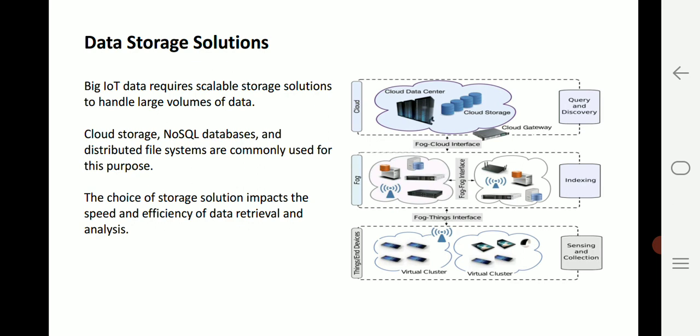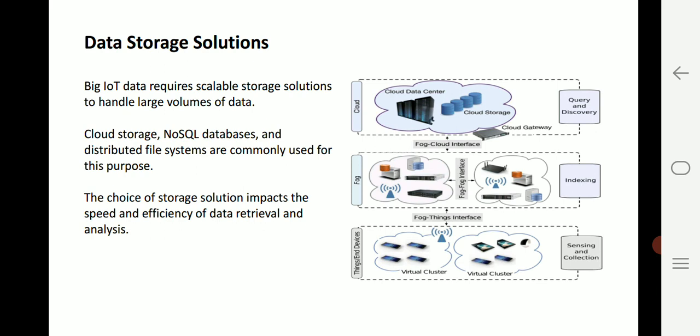So if you want efficient data retrieval and analysis, these two things are based on which storage solution you have chosen. Based on that, both will work. Here we can see some solution methods. First one is the fog cloud interface and the second one is the fog things interface.